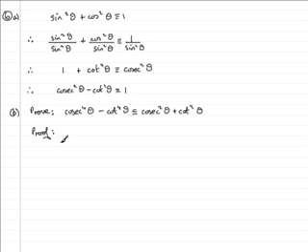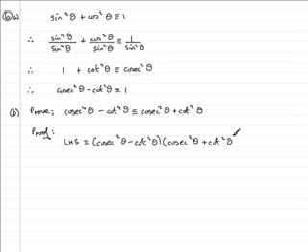So what we get is that if we consider the left hand side, we see that this is identical when factorized to cosec squared theta minus cot squared theta times cosec squared theta plus cot squared theta. Okay, so we move on.